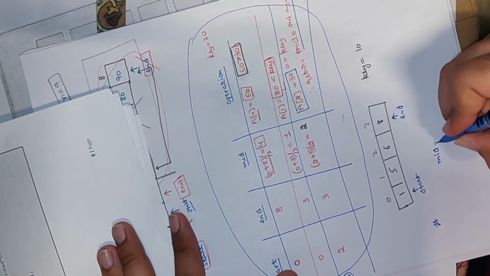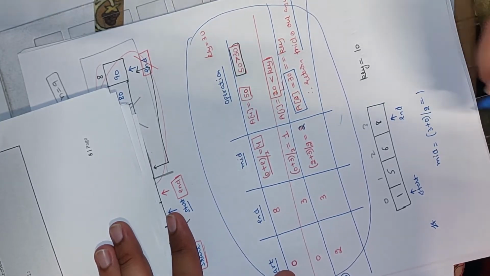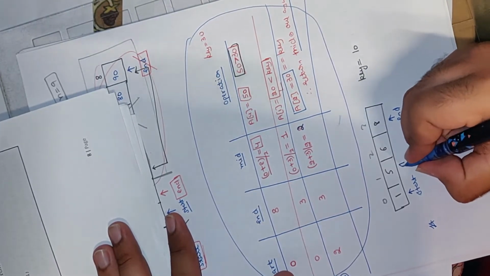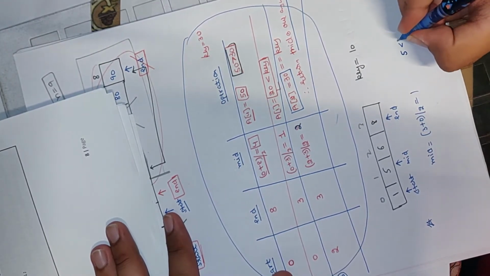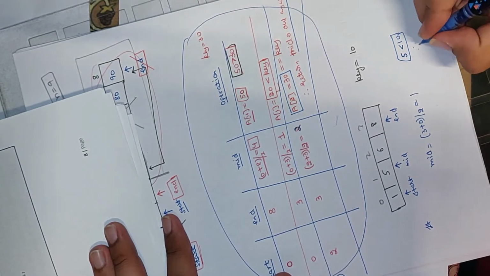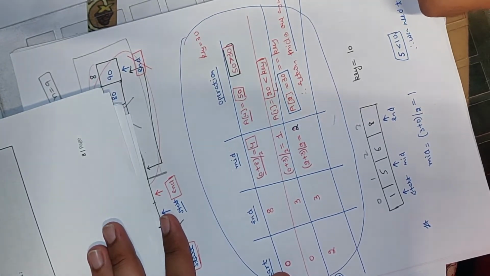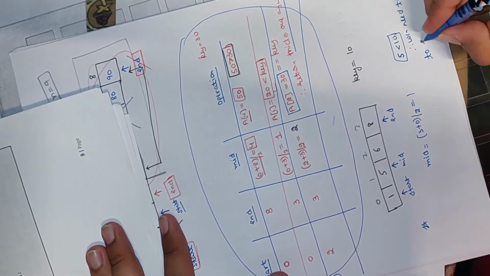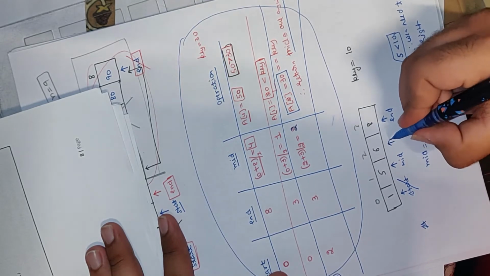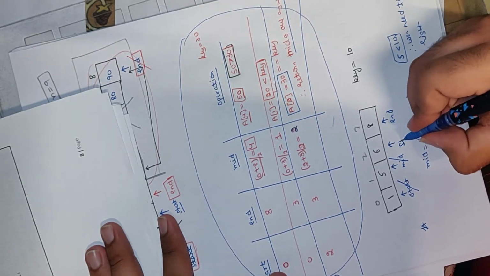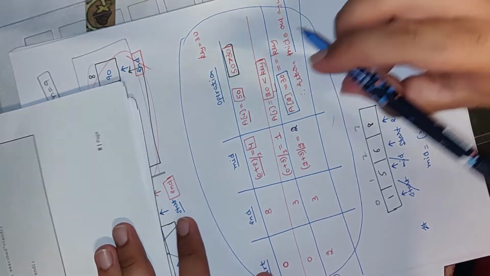What will be the mid? It is obvious that it will be (3 plus 0) by 2, which is 1. Now we will compare the element at mid with our key. 5 is less than 10, therefore we need to move to the right. Therefore we do start equal to mid plus 1. Now our start is 2, our end is 3, we will again find mid.